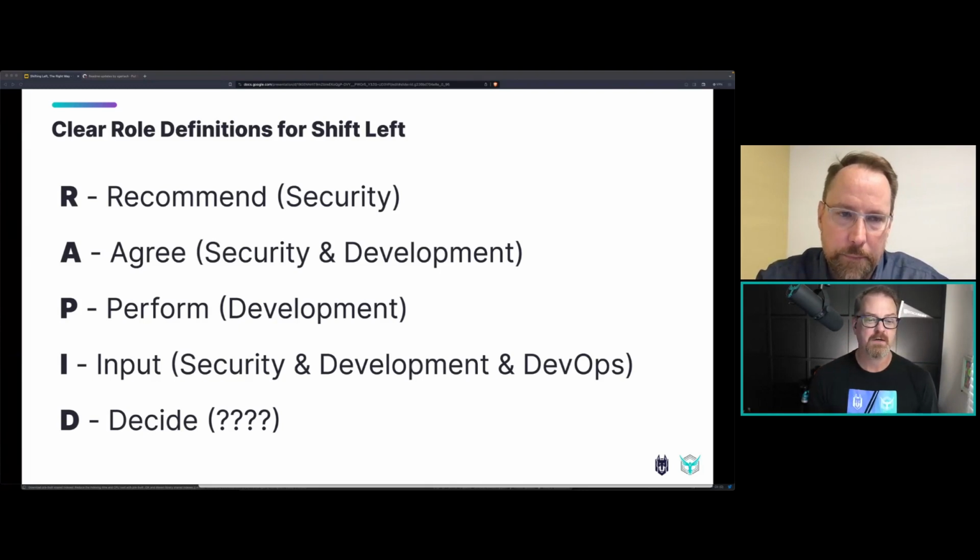I left one open here. I'm leaving it open. Who do you think should be the decider? Put it in chat. Just dump into chat what group you think, or what person you think should be the decider on shifting left. I'll give you like 30 seconds. Just dump something into chat who you think it is.